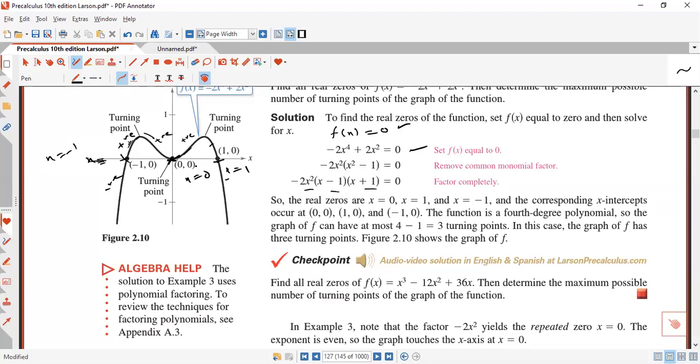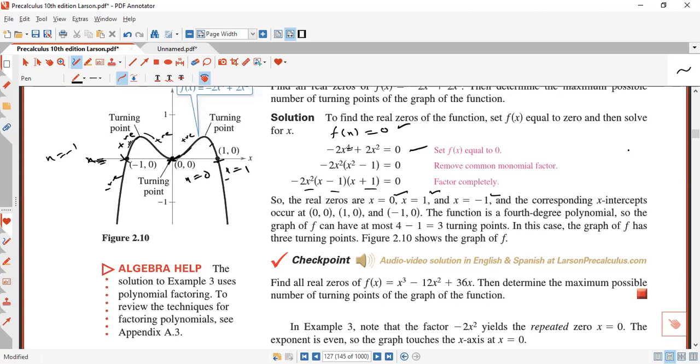So here you can compare how you can generalize this thing. The real zeros are x equal to 0, x equal to 1, x equal to negative 1, and the corresponding x-intercepts are (0, 0), (1, 0) and (negative 1, 0). The function is a fourth degree polynomial. Here the degree is 4, meaning the highest power of the variable is 4. So the graph of f can have at most 4 minus 1, that is 3, turning points.